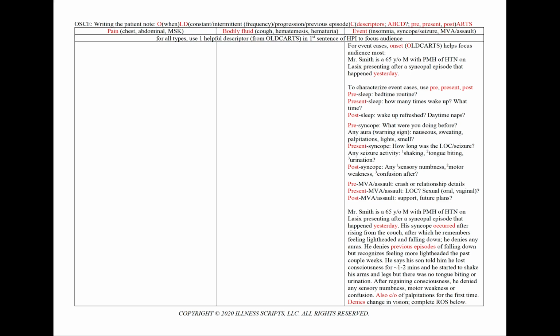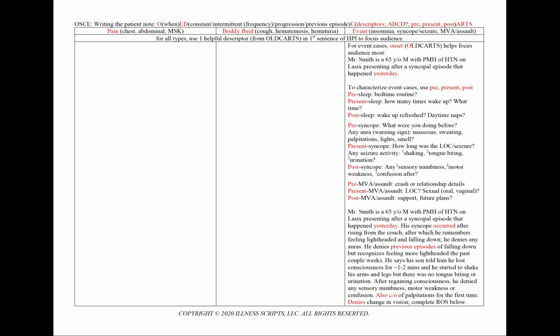Or for another example, for a case of an MVA or an assault, before the MVA or before the assault, tell me a little bit about what was happening, how fast were you going, what car were you driving, where were you? Or for an assault case, tell me about the assailant, were you in a relationship with him, do you know who he was, etc. And during an assault or a motor vehicle accident, did you lose consciousness? If it was an assault, was it sexual as well, or was it just physical? If it was sexual, was it oral, was it vaginal? So you could come up with these on the fly. Just knowing the framework is the main thing.